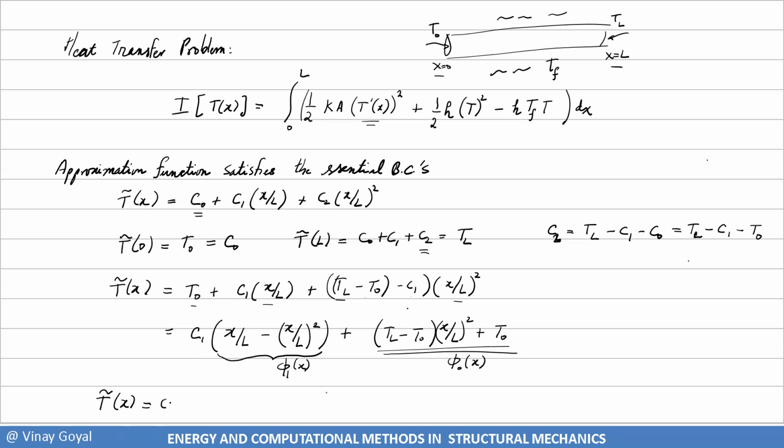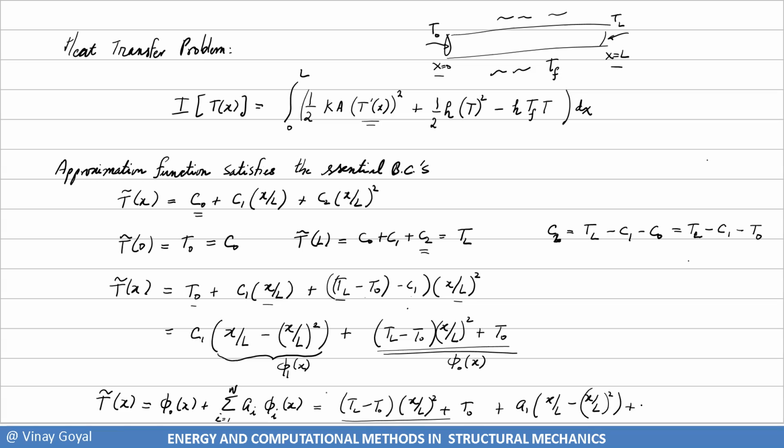T of x, I already said, is phi naught of x plus the summation of c, and let me use a different variable, let's call it a i, phi i from 1 to n. So a good suitable approximation is phi naught, TL minus T naught times x over L squared plus T naught. So that's my phi naught right there. Plus, and now I can add terms. A1 times x over L minus x over L squared. Plus, I can add more terms too. A2 times x over L squared minus x over L cubed.